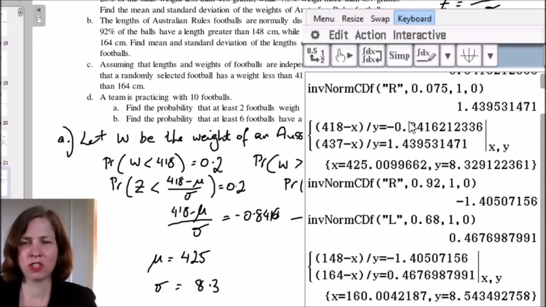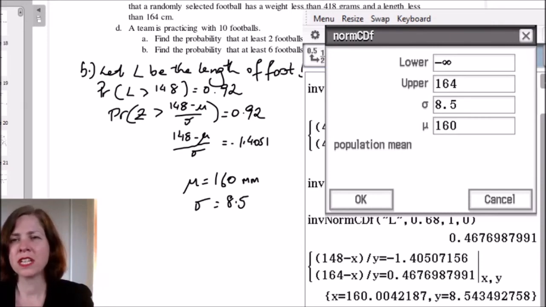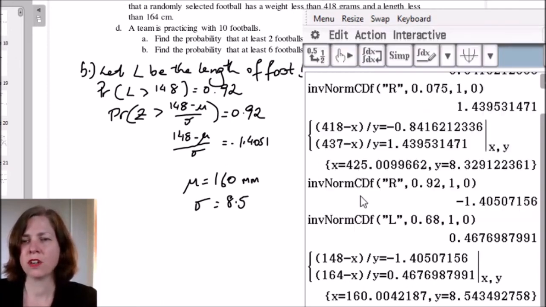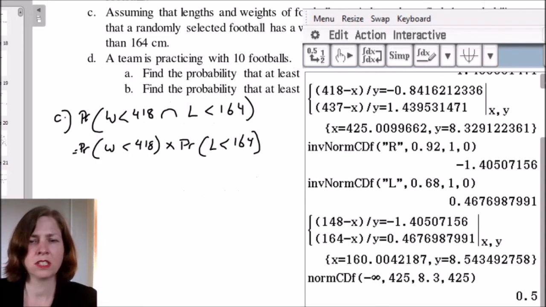Okay, now I'm going to do the same thing for the other part of the question. Okay, so here's the other part of this problem. For part B, I had L, and this is also normally distributed, and because this is also less than, I'm looking at when it's less than 164, so calculating the probability of that using the mean and standard deviation that I calculated in part B. So I hit OK and I get 0.6810.